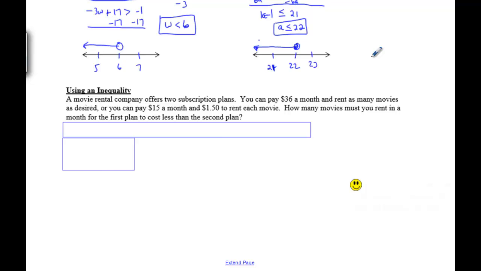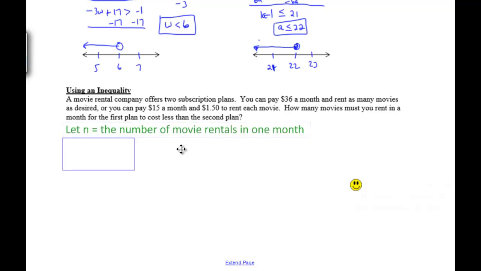Okay, do we have any variables? And then if we do, we have to define them. So our variable is, we need to figure out, how many movies we need to rent. And then we're comparing 2 plans. So let's call n the number of movie rentals in 1 month.